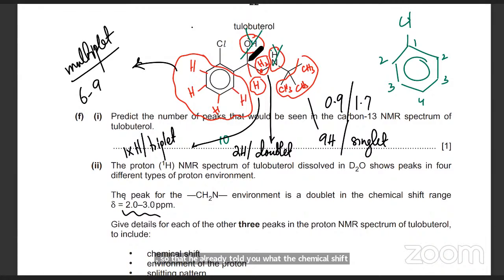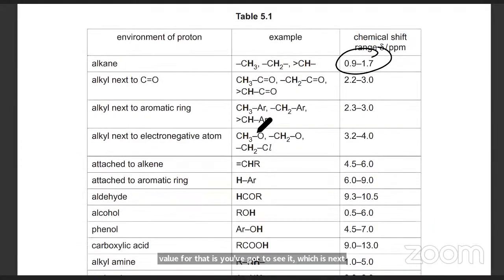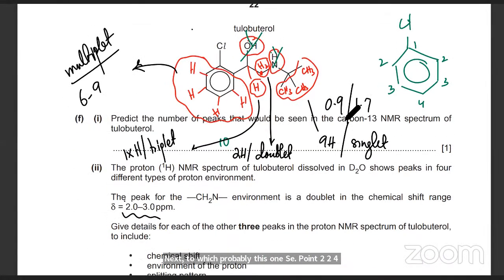You've got a CH which is next to NOH, so we can talk about that. Probably this one, 3.22 to 4. So this one over here, the CH that's next to NOH, that's 3.22 to 4. Is that clear? Yes, sir.